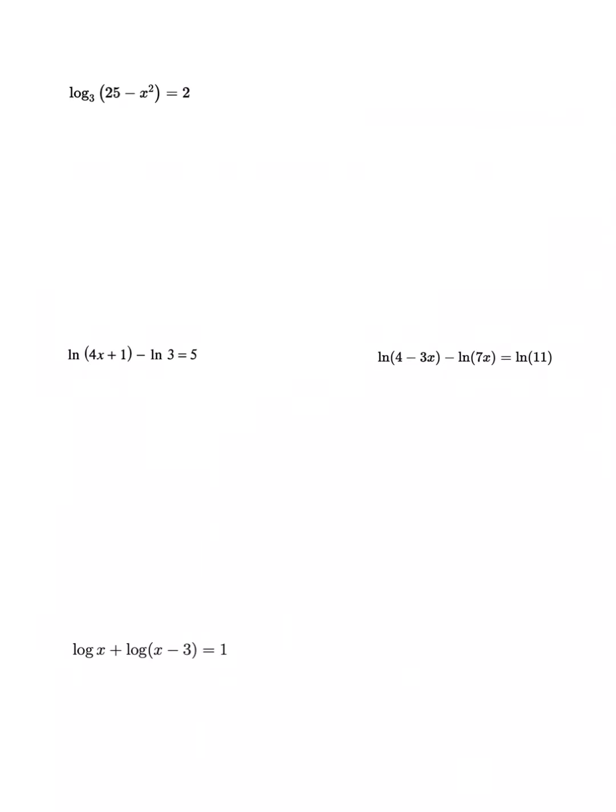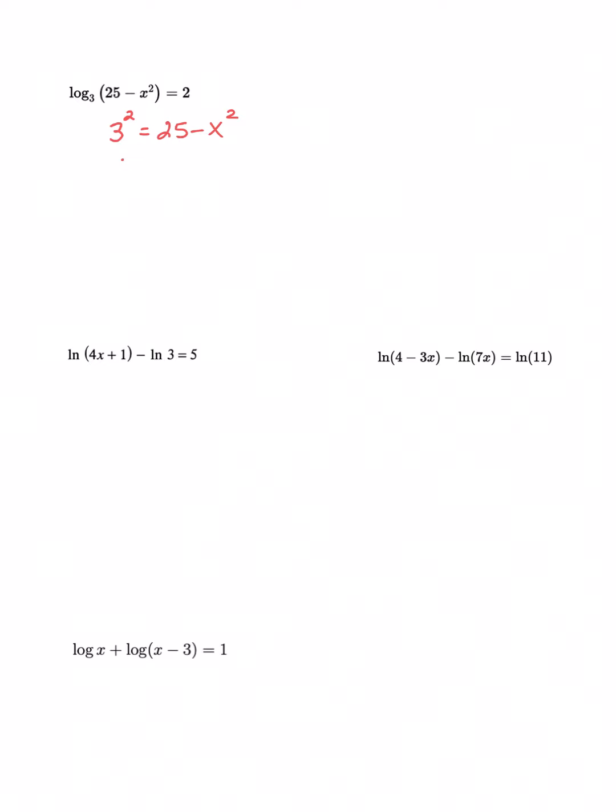Or, in the case of the first one, you have a log base 3 on the left and no log base 3 on the right. There's only a 2 on the right. So because you don't have the same log on both sides of the equation, you can go ahead and turn this into an exponential function. So to take this log and write it as an exponential function, the base is 3, the exponent is 2, and the answer is 25 minus x squared. So that's what it looks like as an exponential equation.